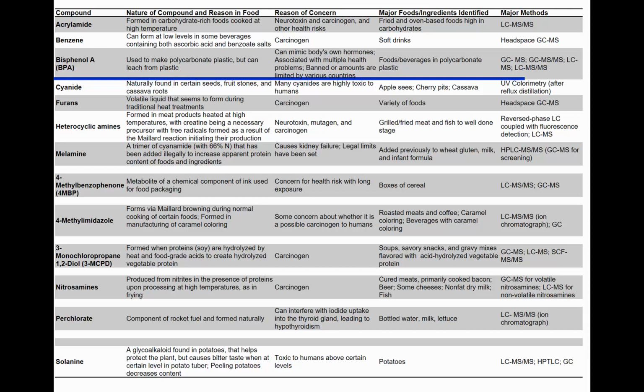And then how did they wind up in the food? Why is it of concern? What type of food they might be found in, and then major methods of analysis.